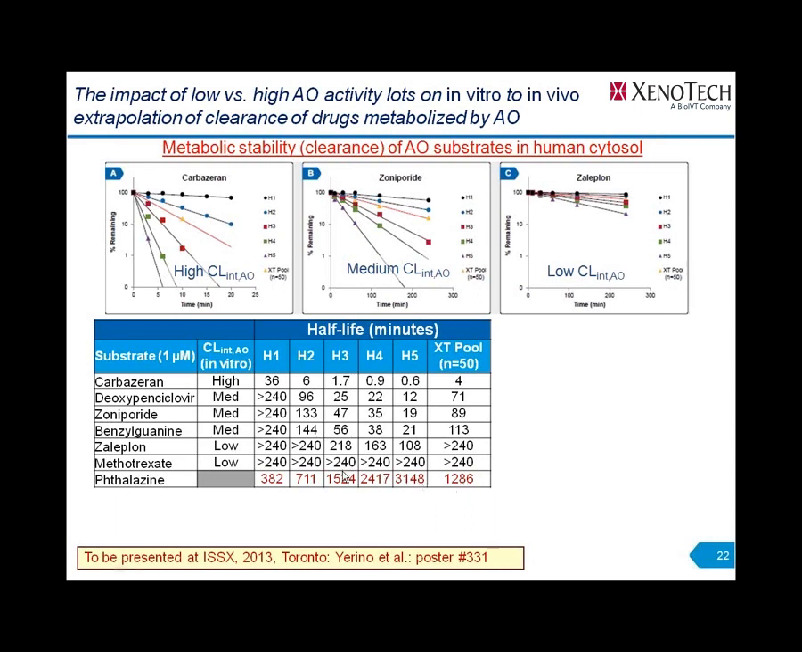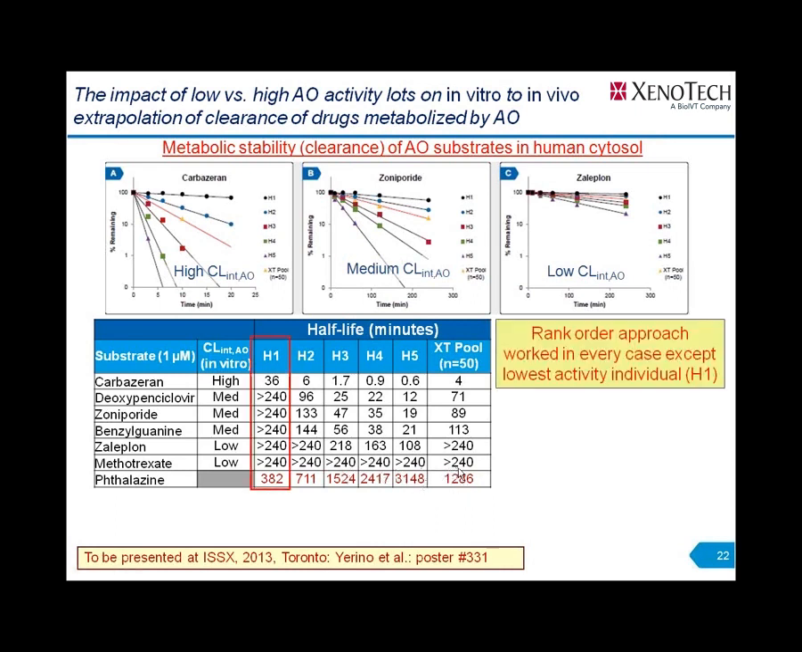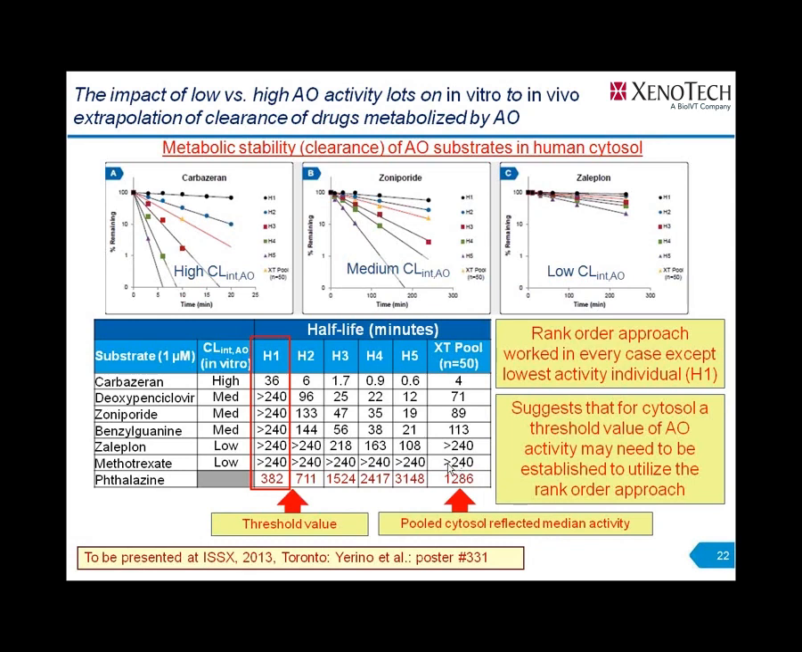You can see that, for the most part, the rank order approach worked in every case, with the exception of the lowest activity individual. And this suggests that we need to establish, at least for human cytosol, potentially a threshold value, or there is a threshold value after which this rank order approach in cytosol is appropriate.